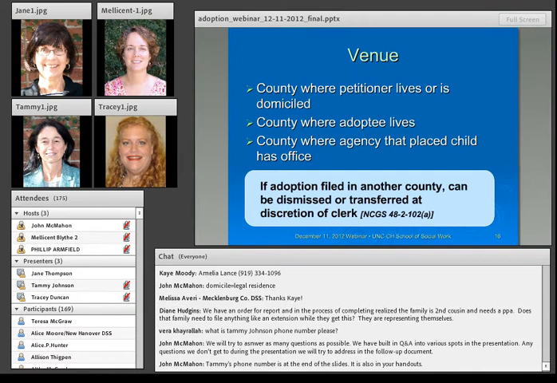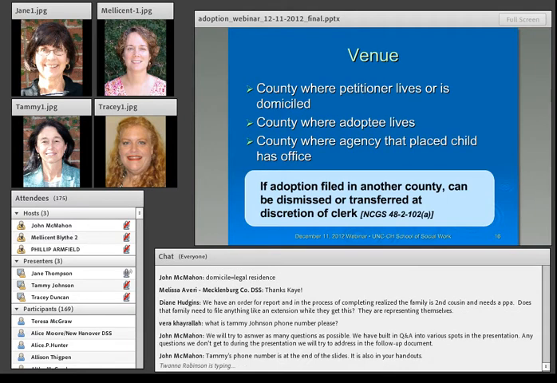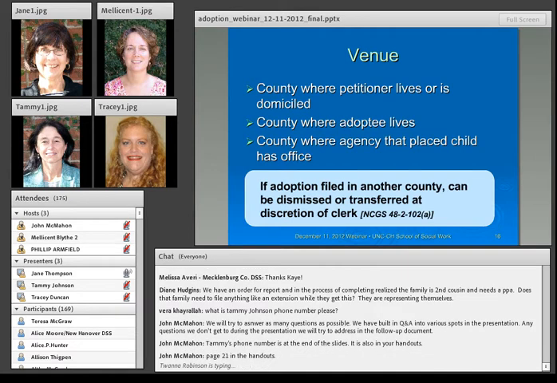Going back to venue, venue has 3 options: the county where the petitioner lives or is domiciled, the county where the adoptee lives, often done again in these private out-of-state adoptions of newborns, and also for adult adoptions, and the county where the agency that placed the child has an office. As you well know, many of our adoptions, and this is a good thing, have 2 agencies involved: the agency that has custody of the child and the agency that found the home, the home finding agency. The agency that placed the child in that situation, of course, is the agency with custody that is clearing the child. That's what we're talking about there.